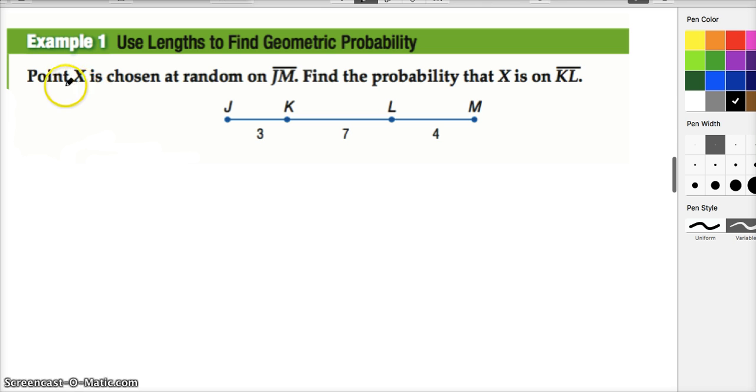And so that brings us to our first example, which is straight out of that situation. Point X is chosen at random on JM. Find the probability that X will be on KL. So it's going to be the length of KL over the length of the entire segment, JM. The length of KL is 7, and the entire length here is going to be 14. So 7 out of 14, or 1/2. The probability is that any point chosen at random between J and M will be on KL.